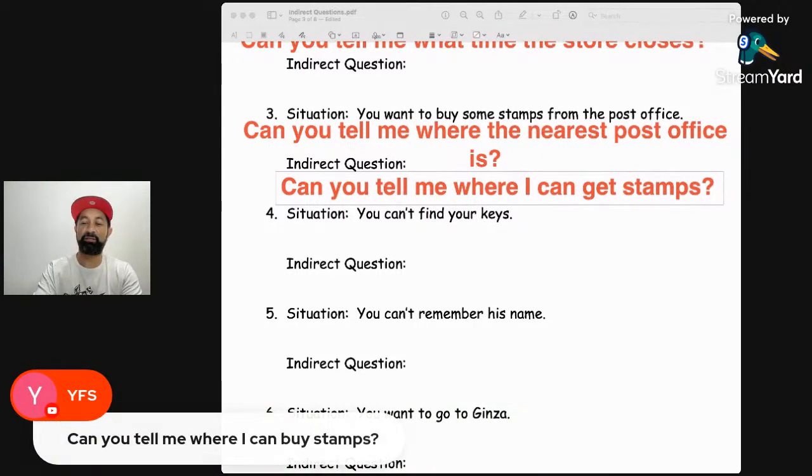All right, YFS, very good. Can you tell me where I can buy stamps? Well done.